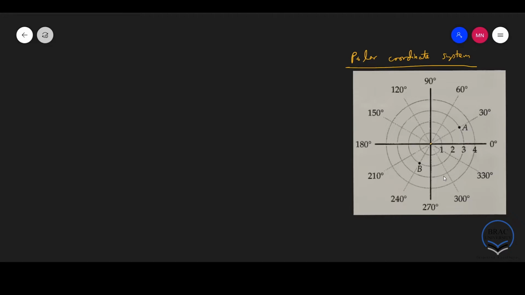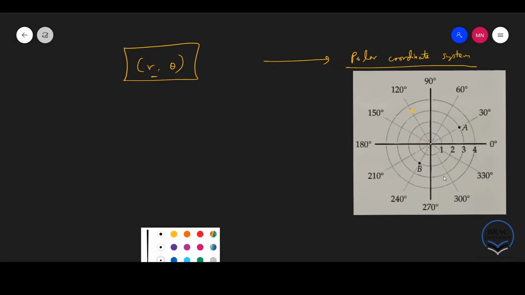So we can first identify our origin over here, and we can identify the location of each point in polar coordinates with an ordered pair, where we will have r and theta. This ordered pair identifies the location of any point in my polar coordinate system. So what is r here? r is just going to be the distance of the point from the origin. If I consider a point here, then the value of r will be the distance from this point all the way to the origin, right?